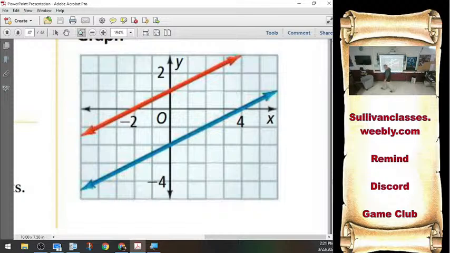What do you think about these two? Like, what's an observation you could make of them? They both have the same slope of up 1, right 2. It's right there next to it. To be parallel lines, they have the same slope.